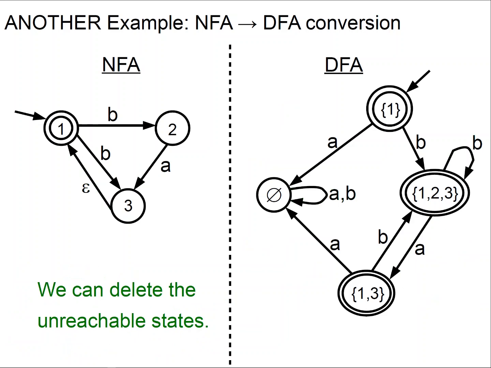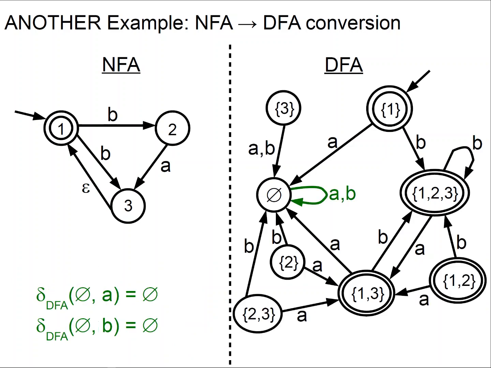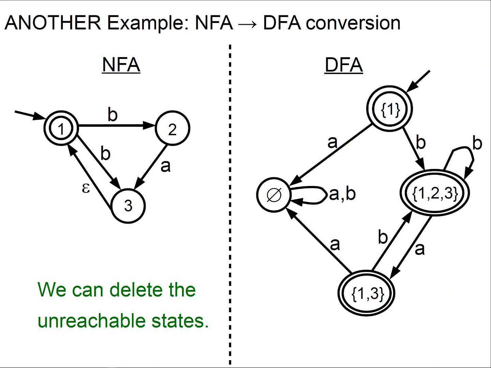Again, we can delete the unreachable states, and there are actually many unreachable states here. Like the state {1, 2}, which cannot be reached. There is no arrow that points into {1, 2}, so you can remove it just like a sink state, and you would just get a DFA with 4 states.